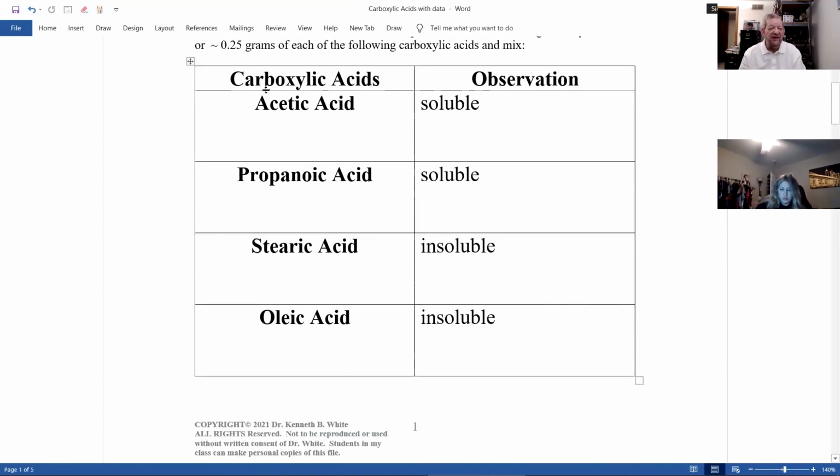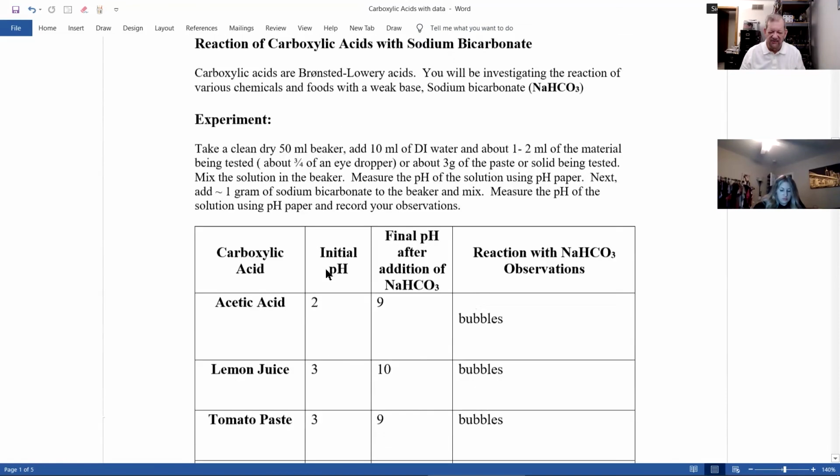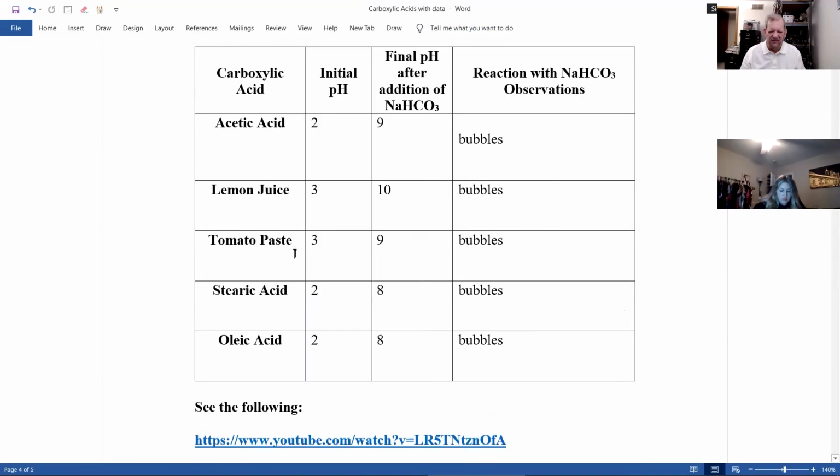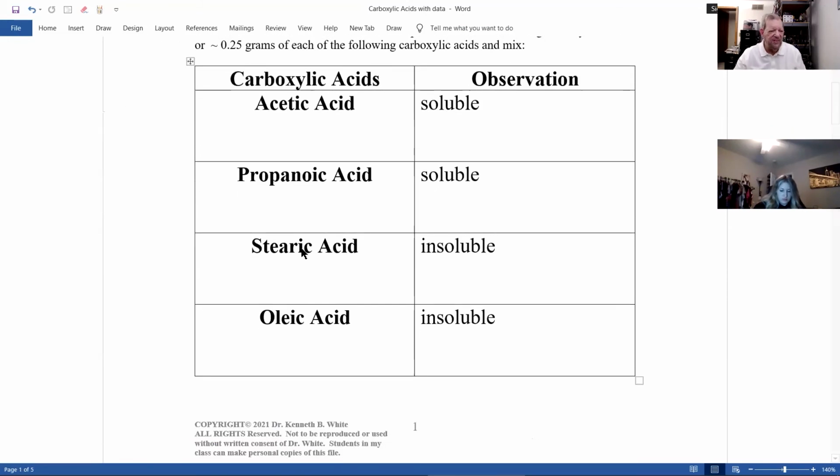And if you notice here, we have 4 carboxylic acids. Now, I would ask you to look up, and I talked about it briefly, but you can look it up on the internet: what is the structure of stearic and oleic acid? Under the name here, draw the structures of the carboxylic acids. And I give you the data: acetic and propanoic are soluble, stearic and oleic acids are not.